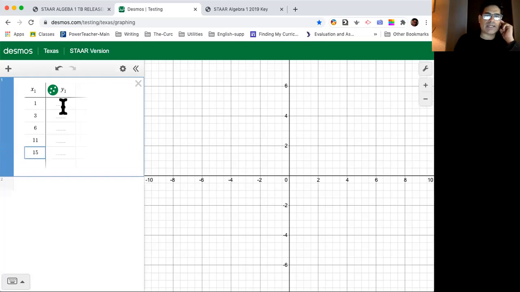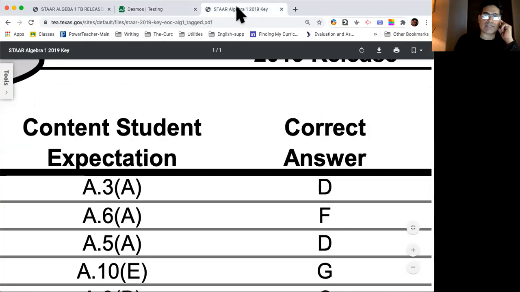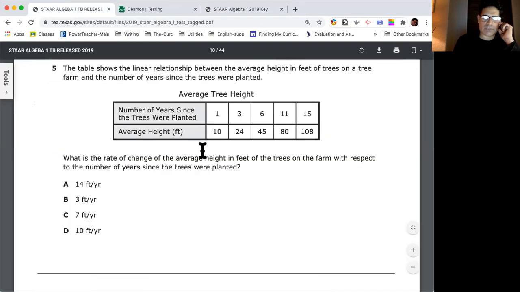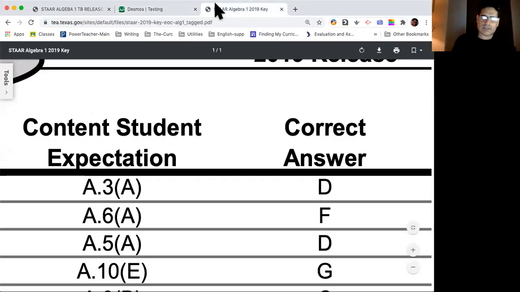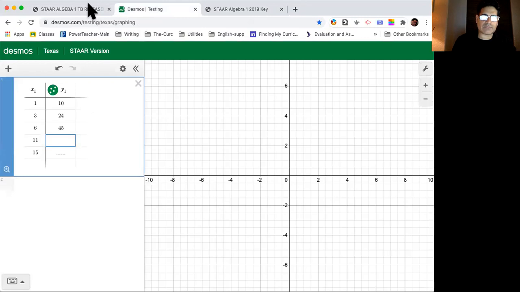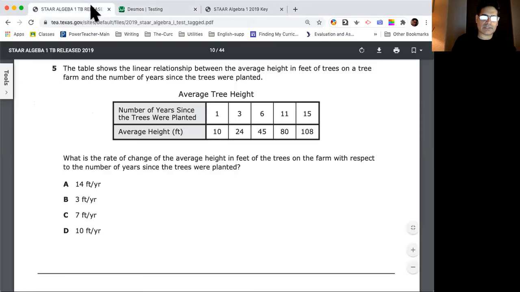Okay. And then I'm going to go to my Y column. And I said, this is going to be Y over here. 10, 24, 45, 80, and 108.